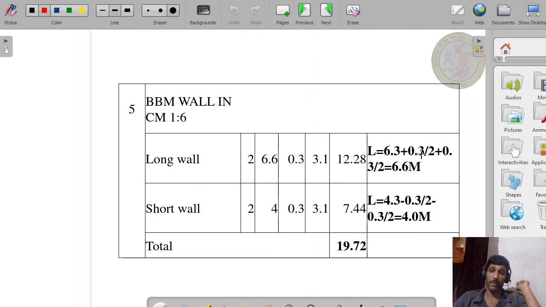That means 6.3 plus 0.3 by 2 plus 0.3 by 2. That means 6.6 meter. By multiplying all these 4 columns, we will get 12.28 meter cube.